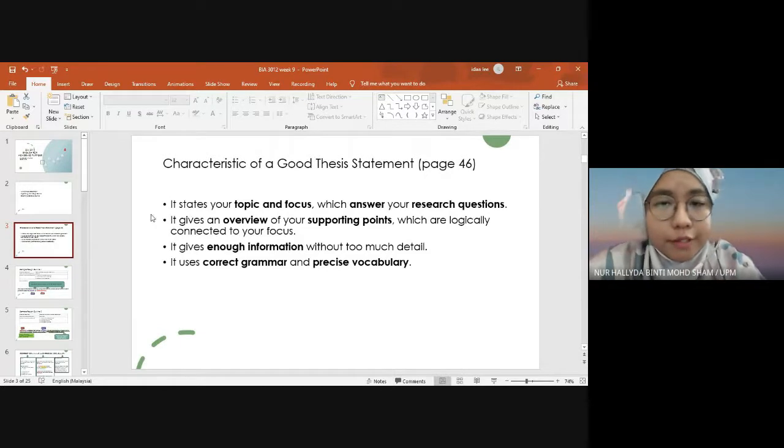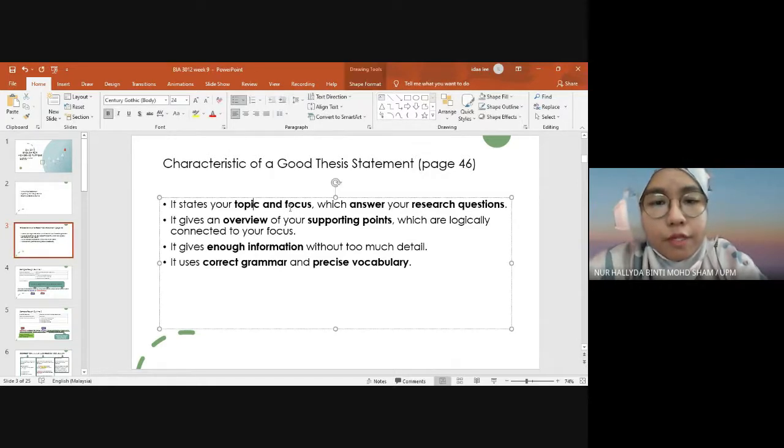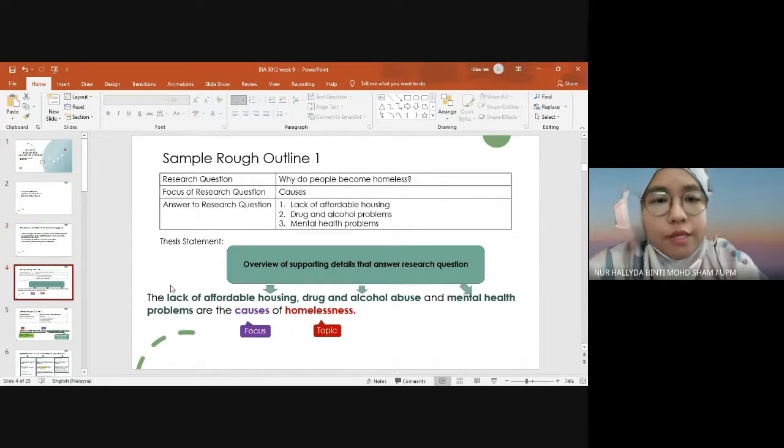Some of the characteristics of a good thesis statement are that you have your focus and your topic that answer your research questions. All of these are part of your rough outline. The purpose of a good thesis statement is to give an overview of your supporting points, meaning your three main ideas or two supporting points that are logically connected to your focus. Make sure it has enough information without giving too much detail, and make sure you have correct grammar and precise vocabulary. And then we discussed several examples.